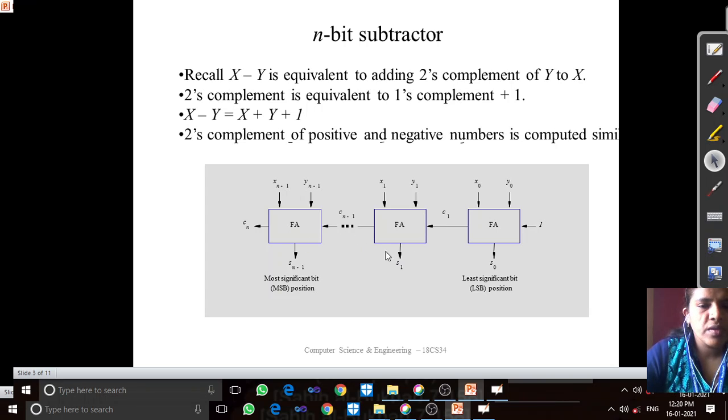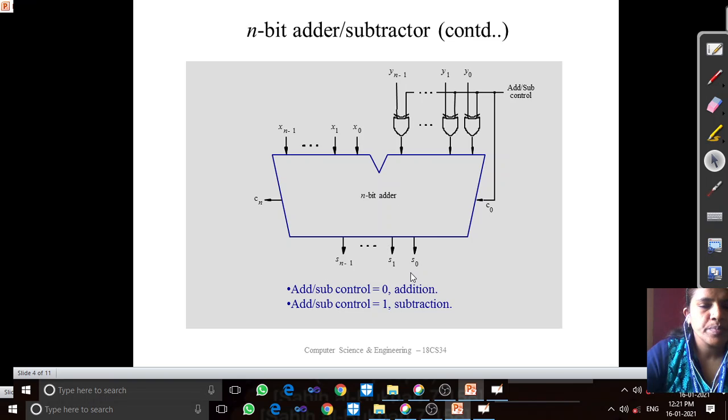Now you observe the major drawback in the ripple carry adder: you won't get the result concurrently. As soon as you apply the input, the output is not obtained. It has to wait for the intermediate ripple carry. Hence it is slow. Now our goal is to design a fast adder. Let us see that in the next session.